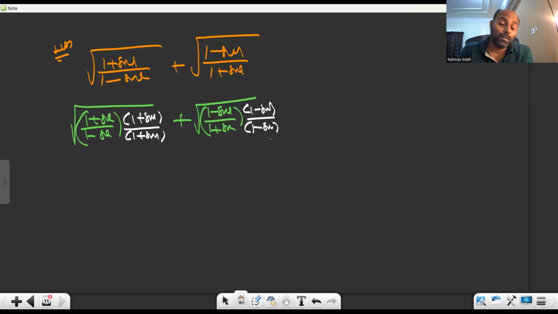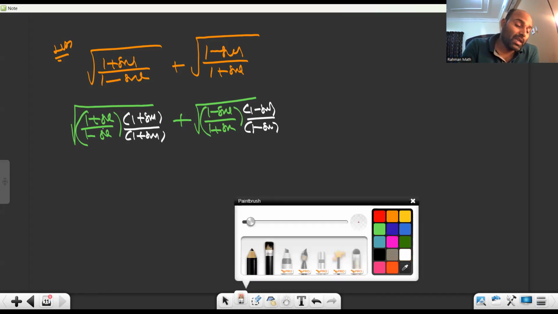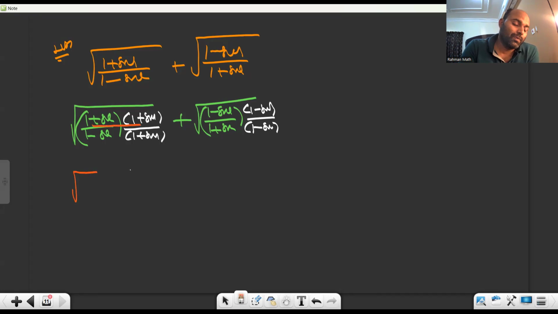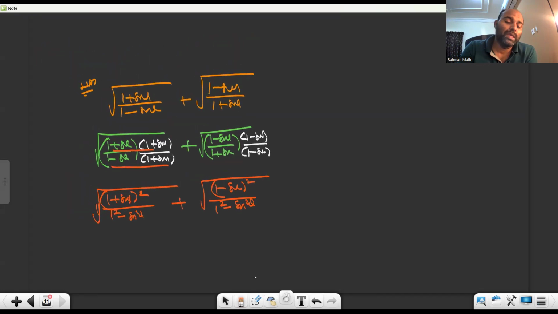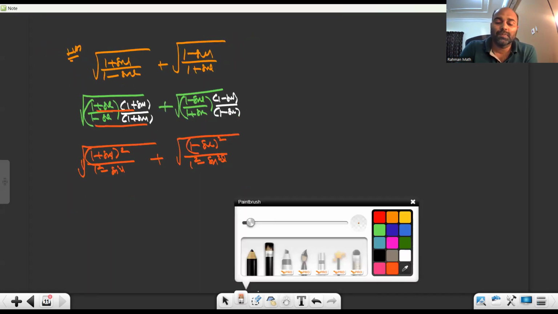Then, what is 1 plus sine theta into 1 plus sine theta? 1 plus sine theta whole square. Denominator: a plus b into a minus b is a square minus b square. Here, 1 minus sine theta whole square. Denominator: a plus b into a minus b is a square minus b square. Check. Anybody have a problem? Let me know.